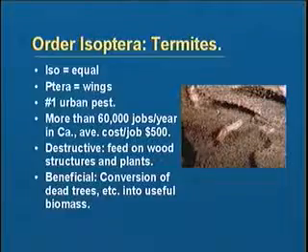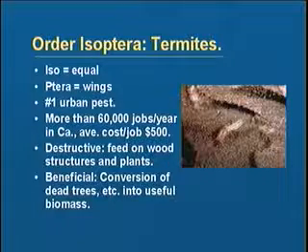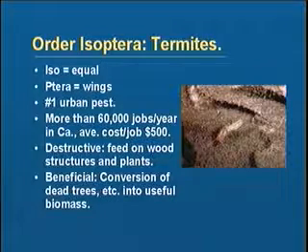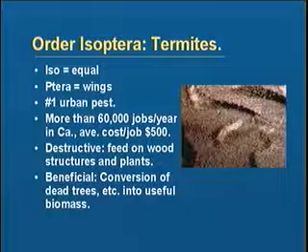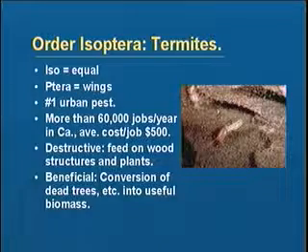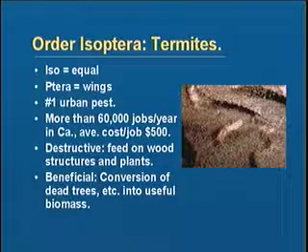We're going to leave the Orthoptera now and move to the Isoptera. Iso being equal wings in this group. These are the number one urban pest, termites. There's over 60,000 jobs per year in California, with an average cost per pest control job of $500. This is a huge industry evolved around controlling this pest.